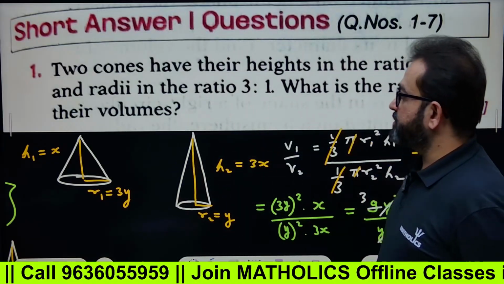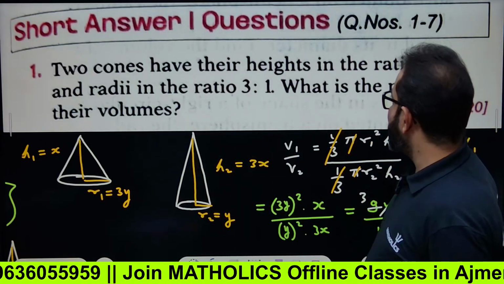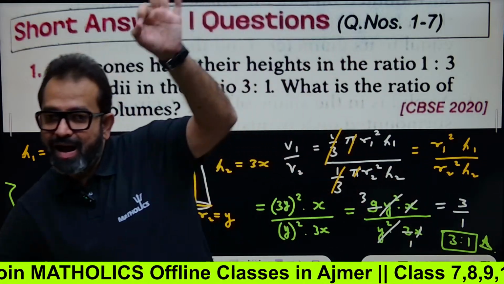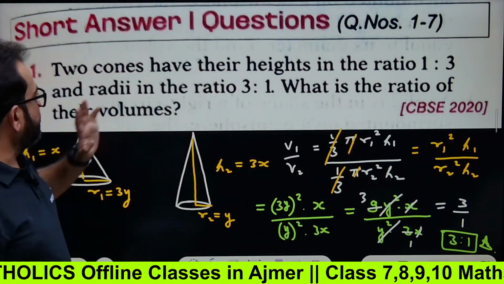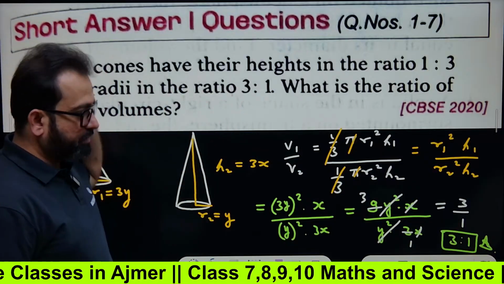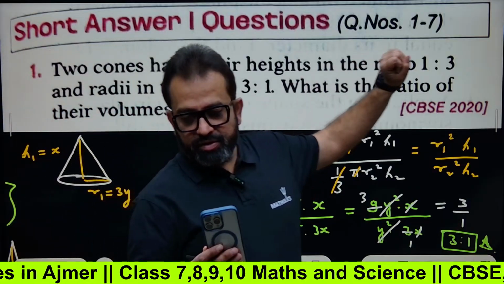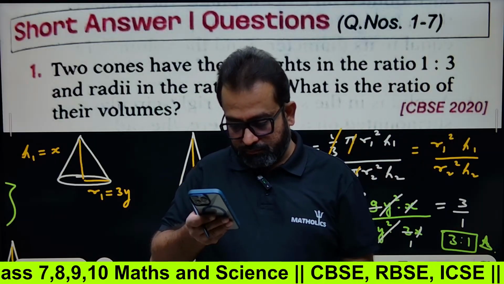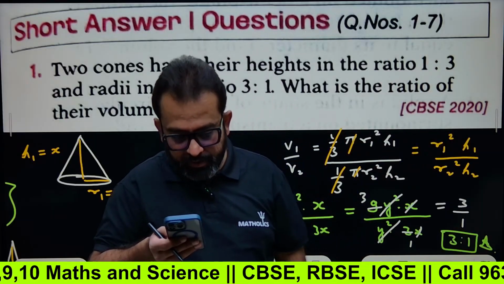So the first question is: two cones have their heights in the ratio 1:3, and the radii in the ratio 3:1. What is the ratio of their volumes? This question is solved, but try to understand.